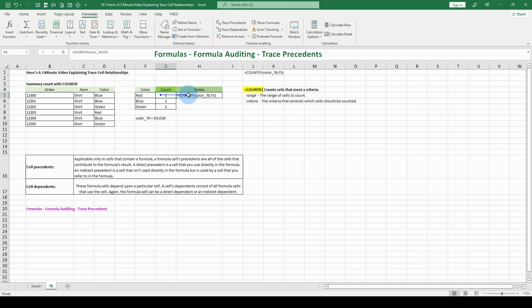Well, there is a dependent because in order for the formula text to compute, it has to have information in G1 in order to produce this formula. Hit Remove Arrows, go to Trace Precedents.